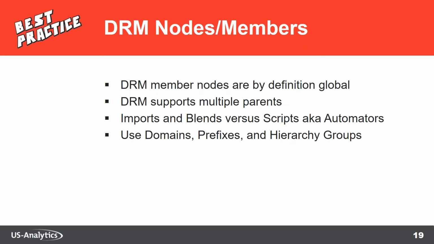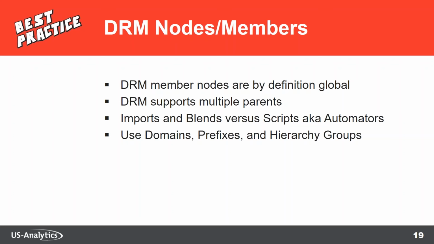Just so you know, DRM member nodes are by definition global, and what that means is that once a member has been added to DRM, you can insert that into as many hierarchy structures as you want within that version. Okay, and in DRM, we saw how it supports multiple parents, imports and blends versus scripts and automations. We'll talk a little bit about that in a couple of seconds.